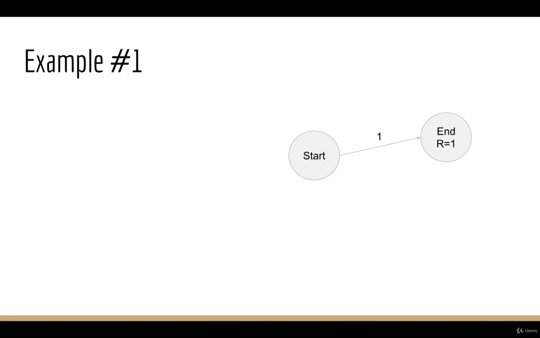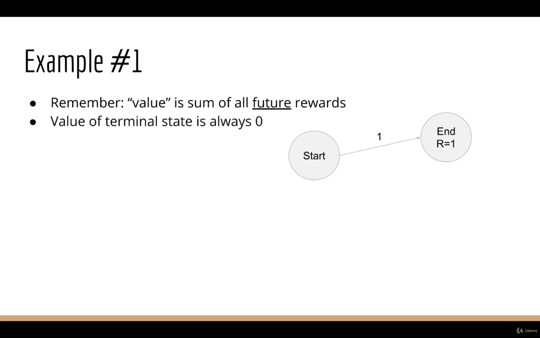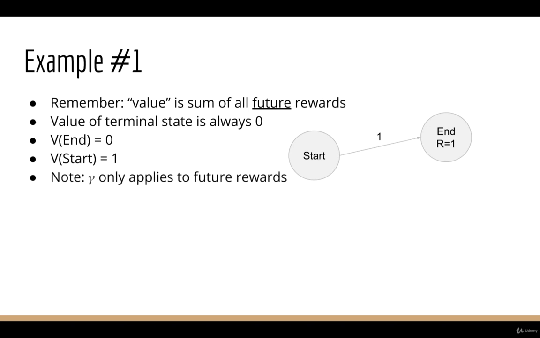Now remember that the value is the sum of all future rewards. Since at the end state there are no future rewards, the value of the end state, or in more general terms, any terminal state, is always 0. Because everything else is deterministic, v start is 1. Why is this? Well, remember that you can think of this as a probability tree. So going from start to end is the only possibility, so the weight of that edge is 1. Note that we do not multiply this reward by gamma, because gamma applies only to future states. So the full equation is actually r plus gamma times v end, where the second term is just 0.